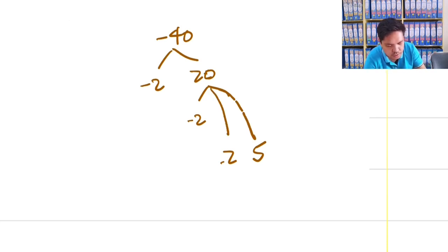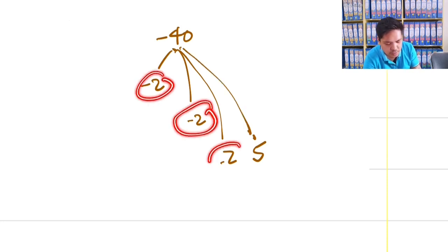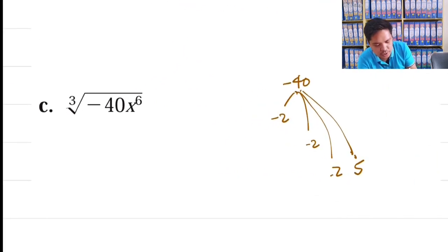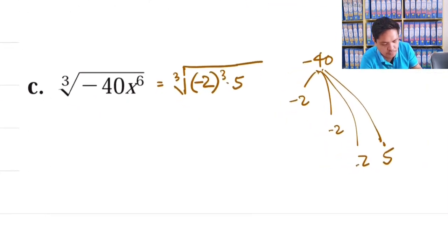Mag-branch out. Okay? Pwedeng ganun. Or tanggalin natin yung 20. Baka it won't make sense din sa inyo. So, diretso lang tayo dito. Branch out. Okay? Anyway, ayan. So, negative 40 is negative 2 times 2 times 2, which is negative 8 times 5, which is negative 40. Ayan. So, that is actually equal to the cube root of negative 2 cubed times 5. Okay.